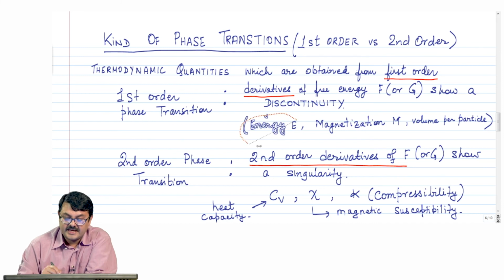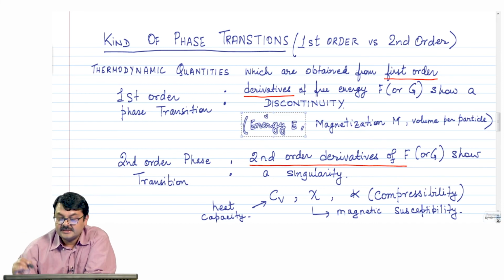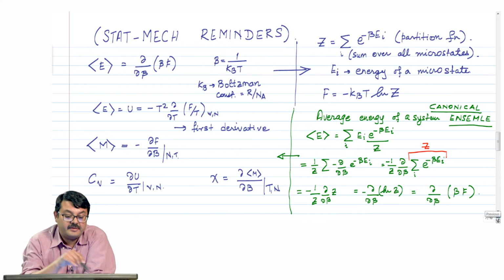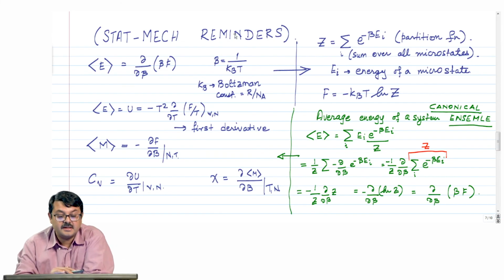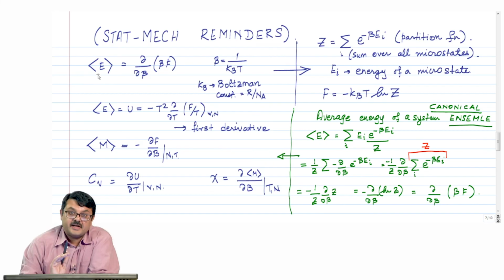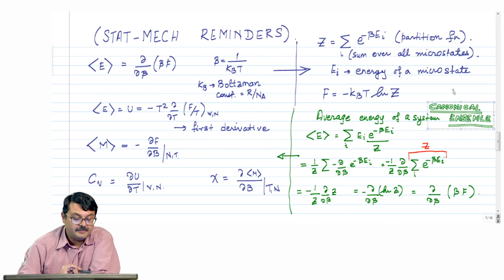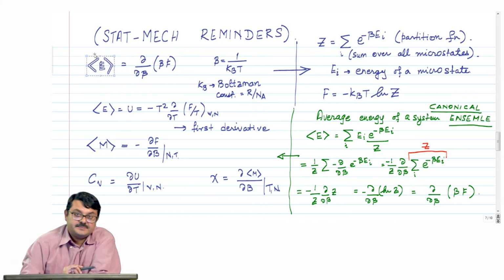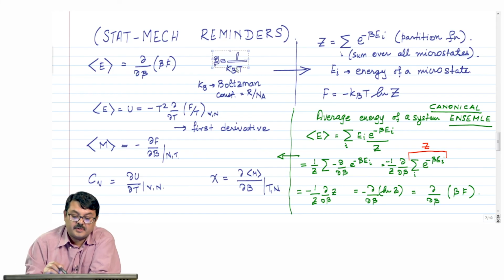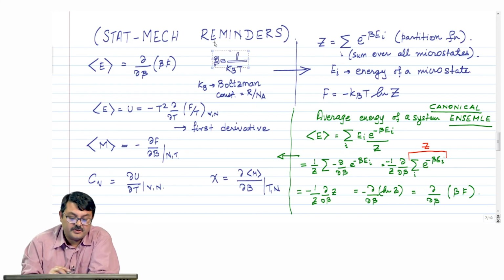Why did I say energy and magnetization are first order derivatives of the free energy? Let me just quickly remind you, this is a quick recap. It is even titled StatMech reminders. Let me remind you that when we are discussing a system in the canonical ensemble, the average energy of the system can be defined as del del beta of beta times the free energy. What is beta? It is 1 by kBT. Okay. So, how do you obtain that?